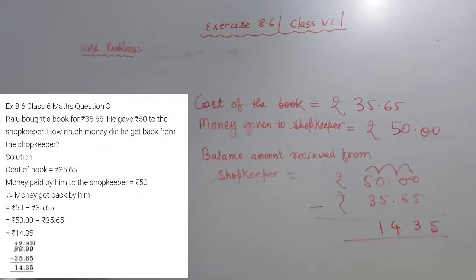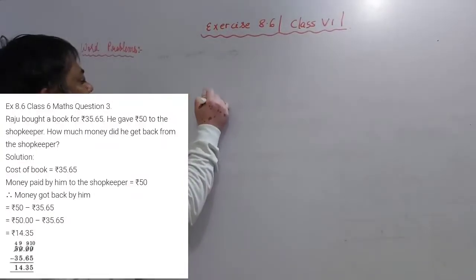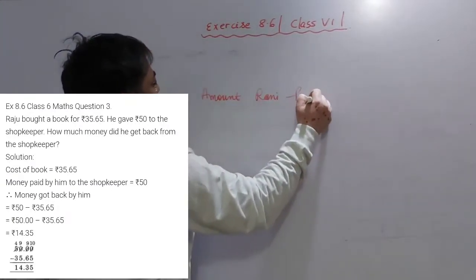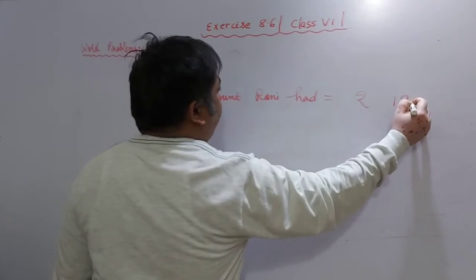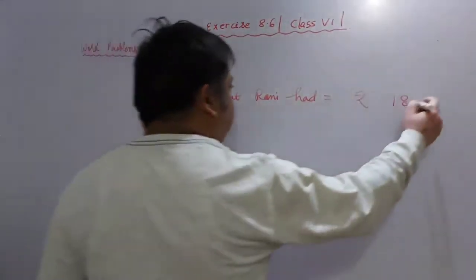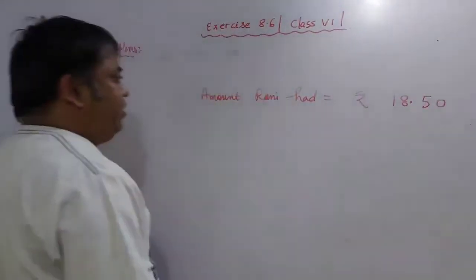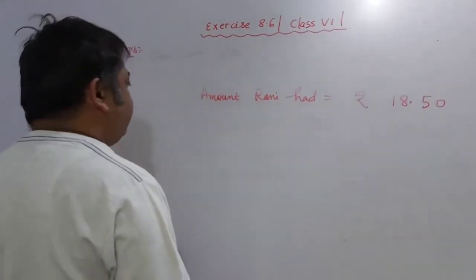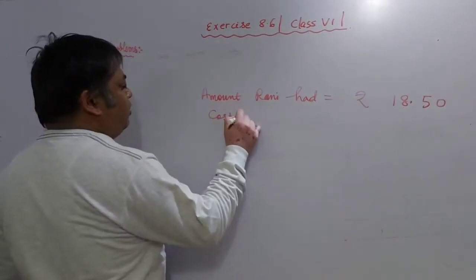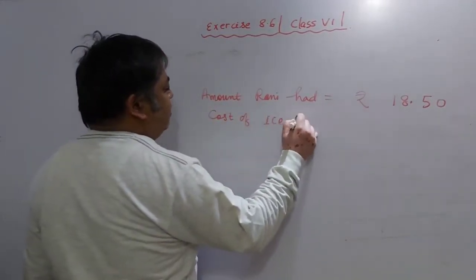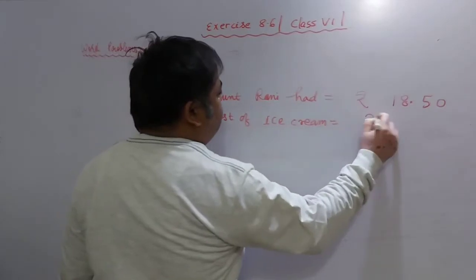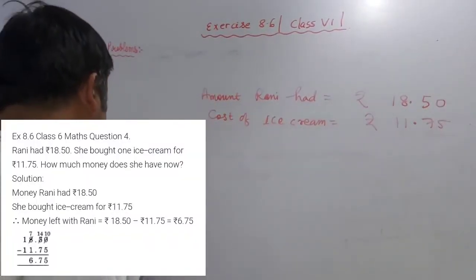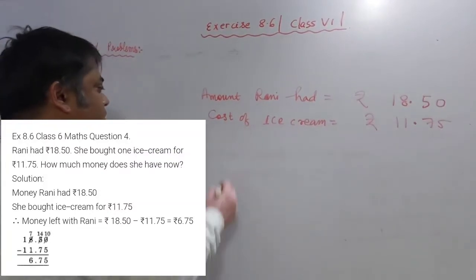Now we will see question number 4. Amount Rani had is equal to rupees 18.50. Means 18 rupees 50 paise. She bought one ice cream for rupees 11.75. Okay, cost of ice cream was rupees 11.75. So is she left with some money? How much money does she have now?